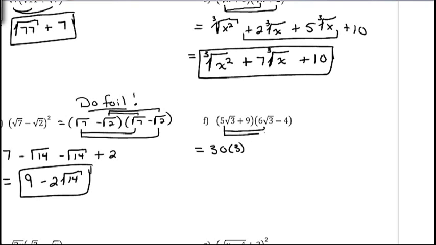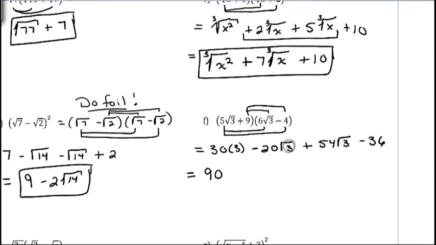And then 5 square root of 3 times negative 4 gives us negative 20 square root of 3. And then 9 times 6 square root of 3 is going to be plus 54 square root of 3. And then 9 times negative 4 is negative 36. So 30 times 3 is 90.